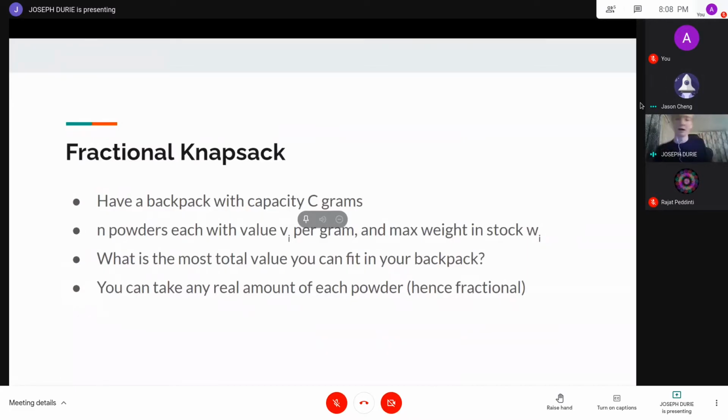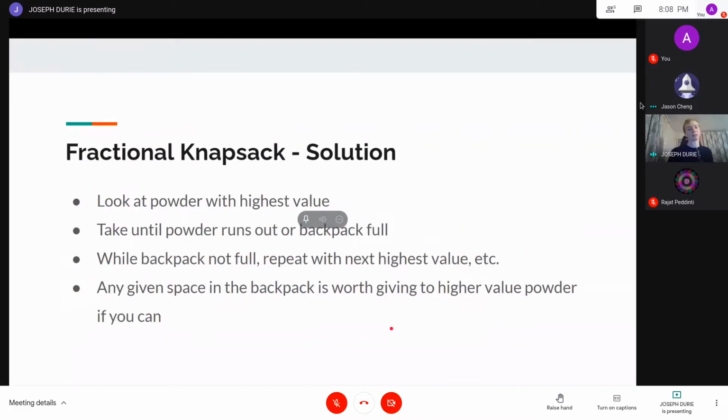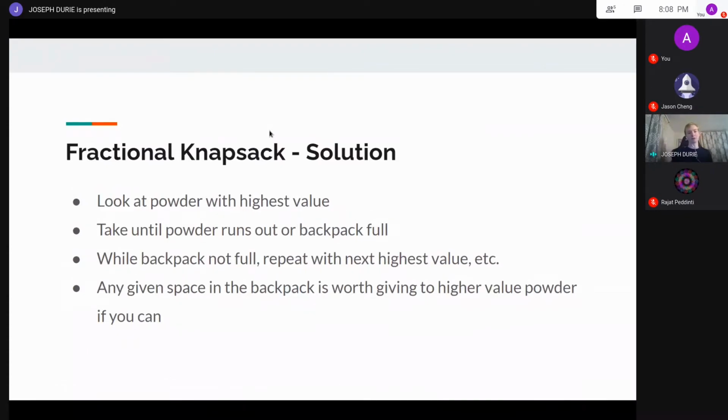Exactly. So what we can do here is look at the powder with the highest value, and take that until either we run out of that powder or the backpack is full. Then while the backpack is not full, we keep repeating with the next biggest value. Because we can do this fractional stuff, if we have any amount of a powder and we replace it with the same amount of a more valuable powder, then that's strictly better. So we always want to use the highest value powders that we can.